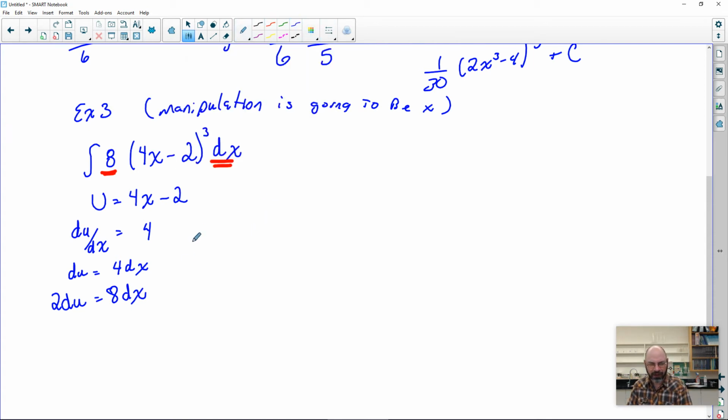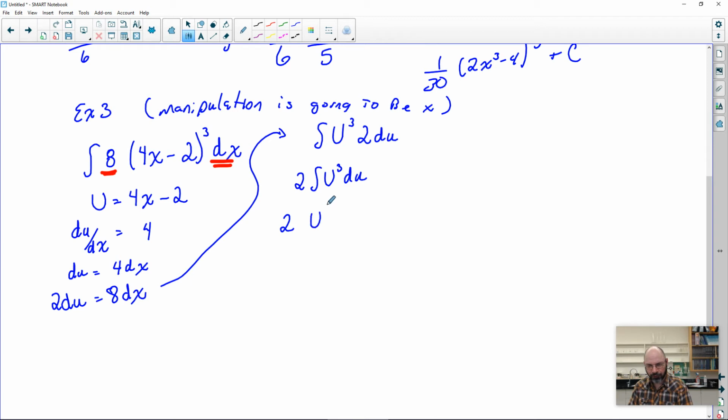Let's take a look at what that would look like. Here we have 4x minus 2, so that is u, to the power of 3. And then 8 dx actually is 2 du, so we have to write this as 2 du. We're going to bring that 2 up front of the equation now, to get that constant in front so that we can just integrate. Use the integration rule.